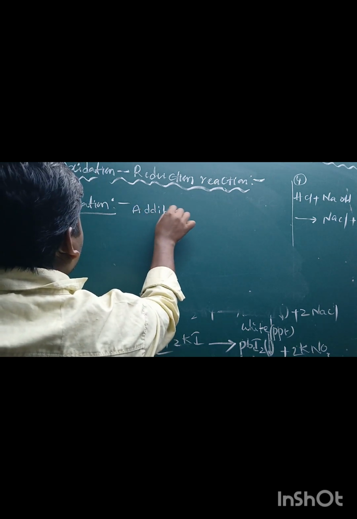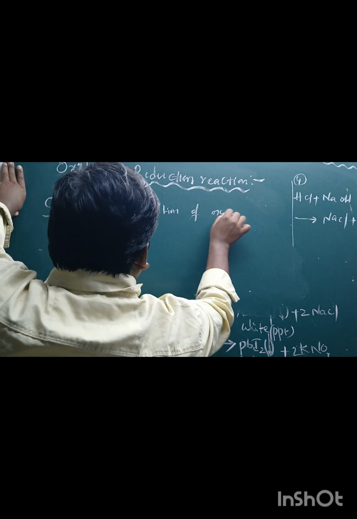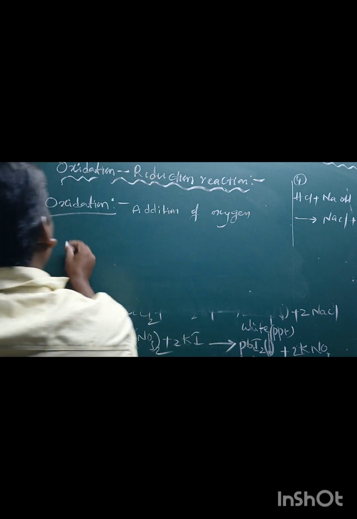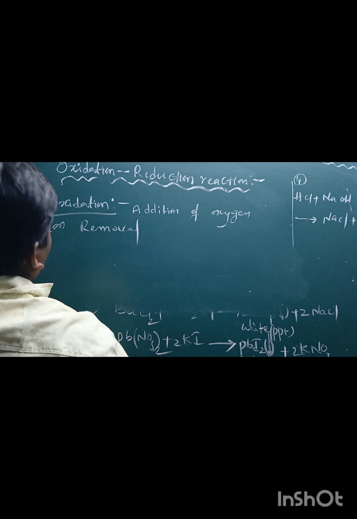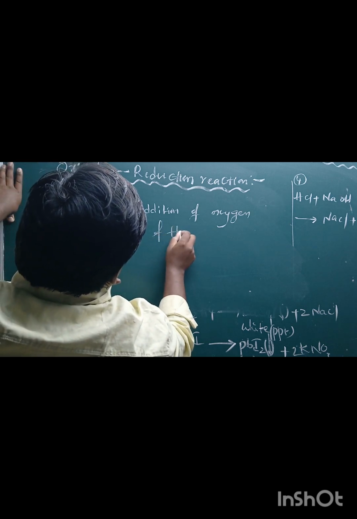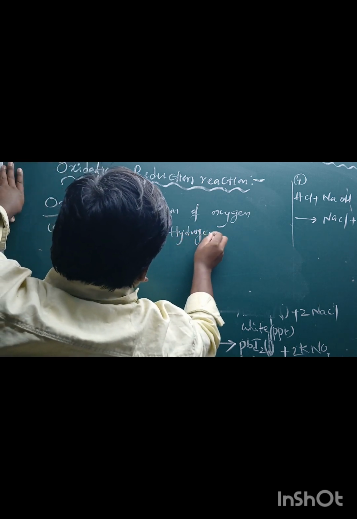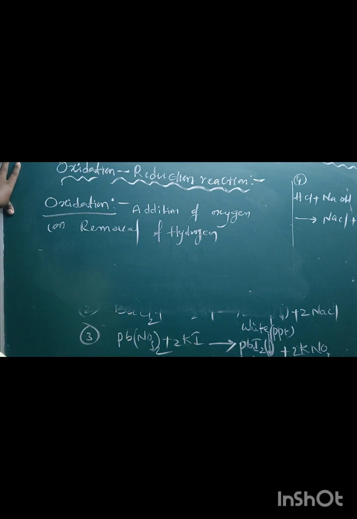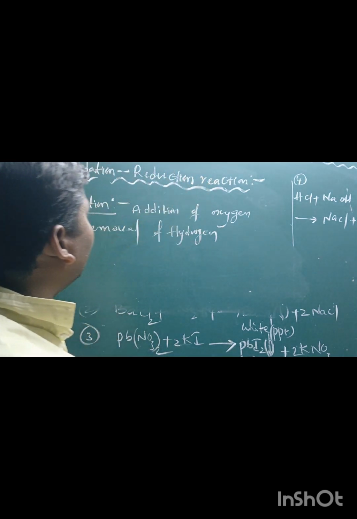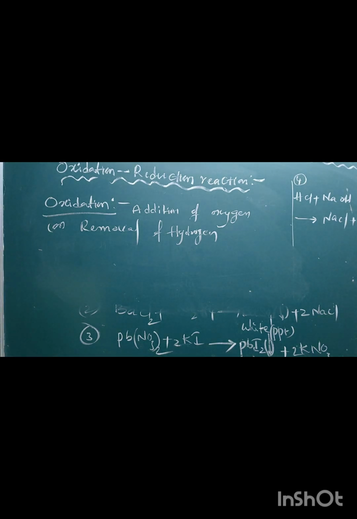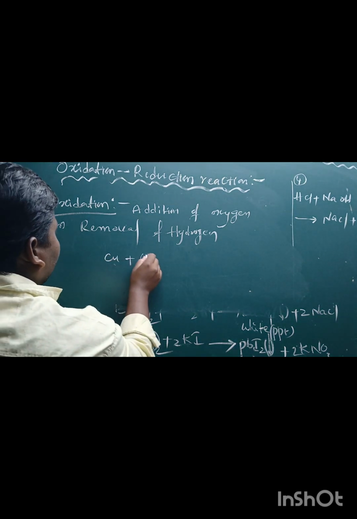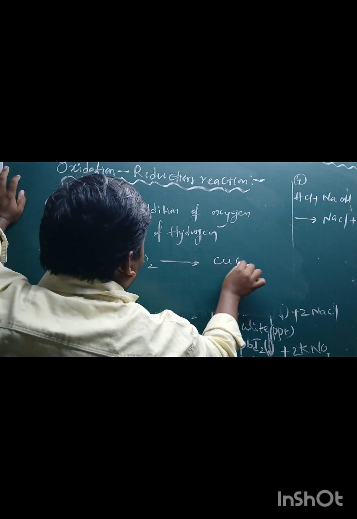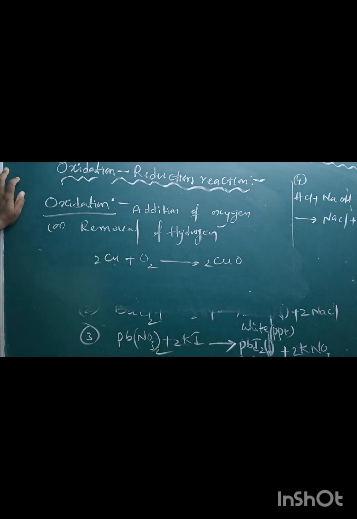Addition of oxygen or removal of hydrogen is called oxidation. Gain of oxygen or loss of hydrogen is also called oxidation. For example, copper combines with oxygen to form copper oxide. Gain of oxygen.